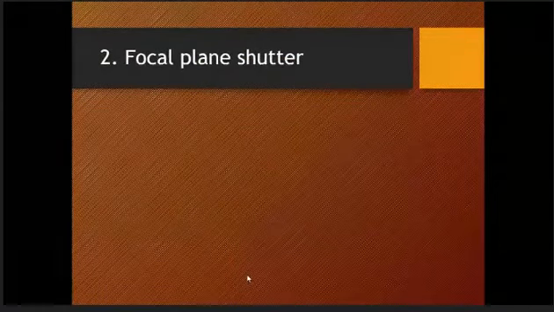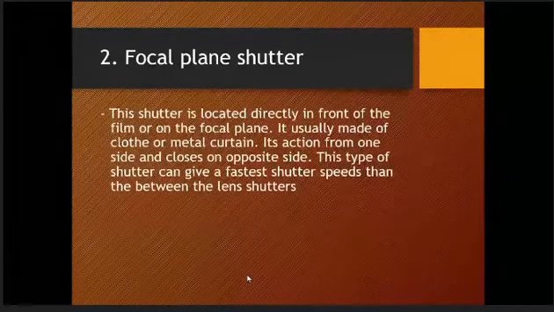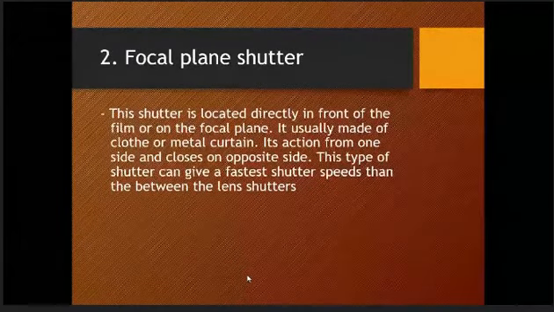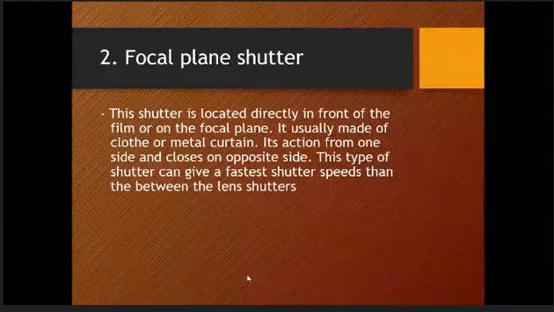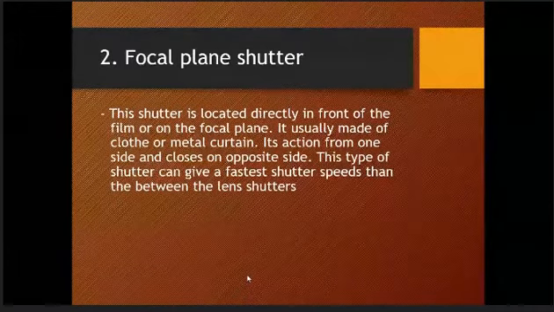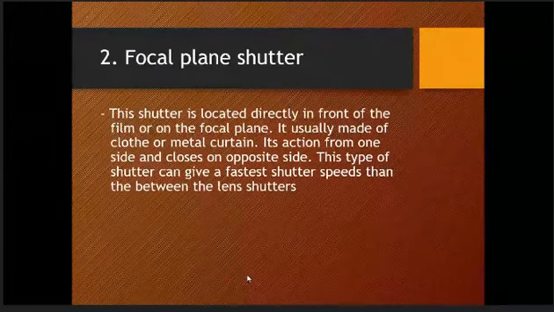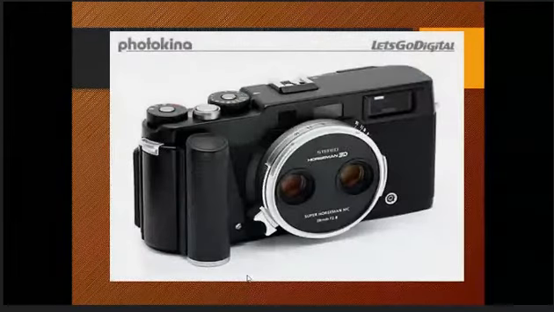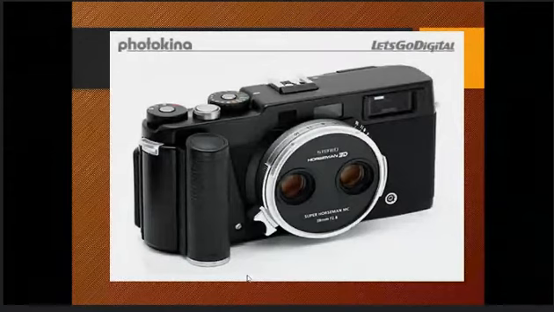Next is the focal plane shutter. It is located in front of the film plane, on the focal plane, made of cloth or metal curtain. Where does it start? From one side and closes on the opposite side. Usually for DSLR, digital single lens reflex camera.